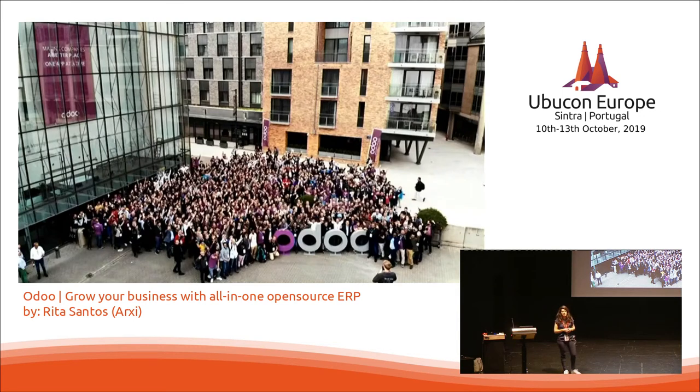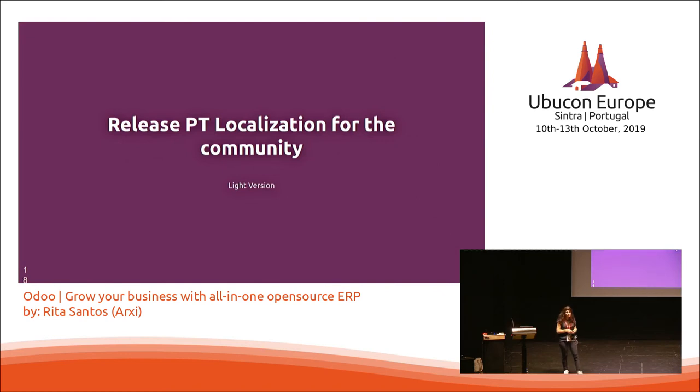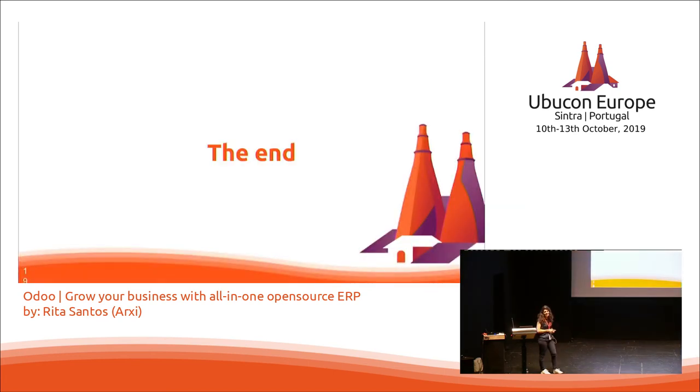And as part of our responsibility to be part of the community, we have decided this month, last week, to release a Portuguese localization for the community, a light version. What does it mean? It means that Odoo doesn't have the specifications for the Portuguese accounting system that should be certified. And so we have already done it. We have certified it by ourselves. And we have decided to release for the community a light version that will be open sourced. And this is also our role in the community, and so you are knowing this in the first place. So, this is the end.